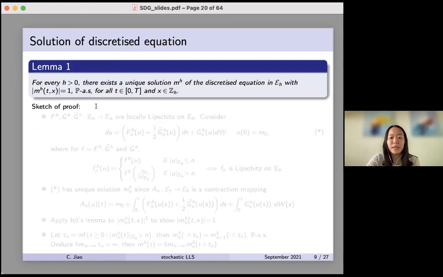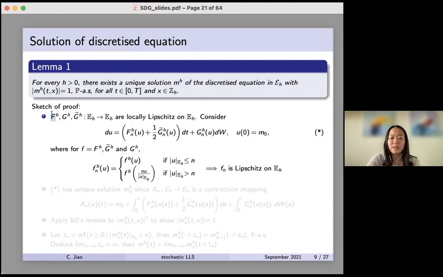We show that for every fixed mesh size h, there exists a unique solution m_h of the discretized equation in the space curly E that we just defined, such that this solution m_h stays on the sphere almost surely. The proof follows from standard arguments, so we just give a very brief sketch here.